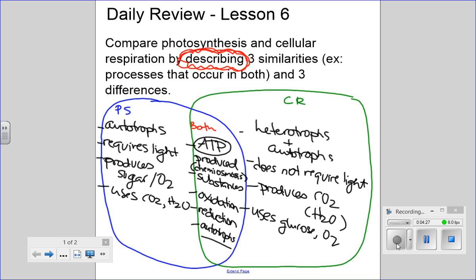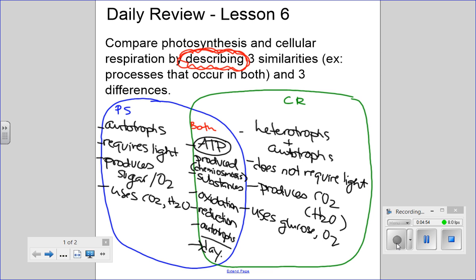The other thing that could go in here is sort of something about when it happens. We already mentioned that one requires light, one does not require light. Both of these processes could happen during the day. Photosynthesis kind of has to happen during the day because it requires sunlight, but cell respiration could also happen during the day.